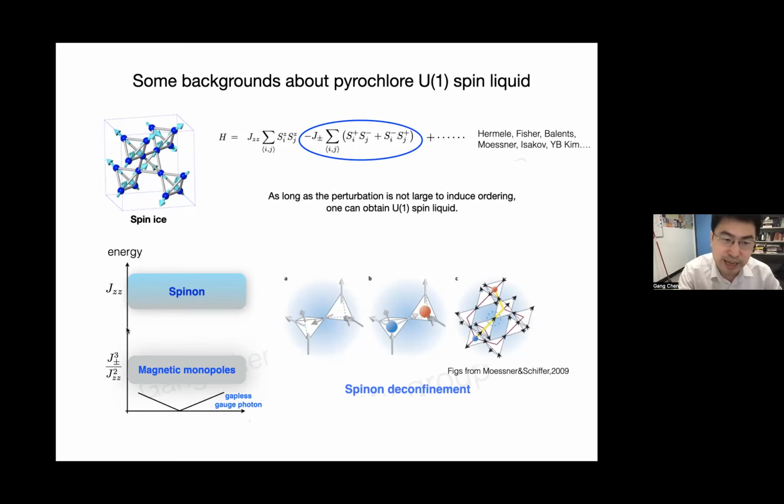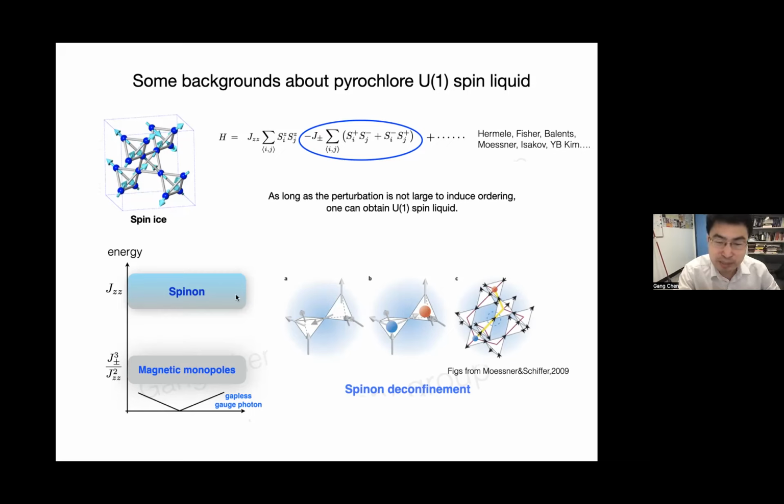And this is the energy scale distribution of the emergent quasi-particles in the pyrochlore U1 spin liquids. We have 3 different quasi-particles. At the highest energy scale, we have the gapped spinons. At a much lower energy scale, we have magnetic monopoles and emergent gapped gauge photons, and these two are of similar energy scales. So this is a sketch of the spinon deconfinement in the pyrochlore spin liquids.